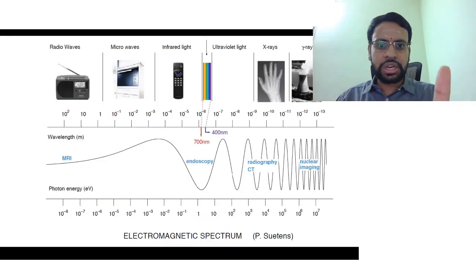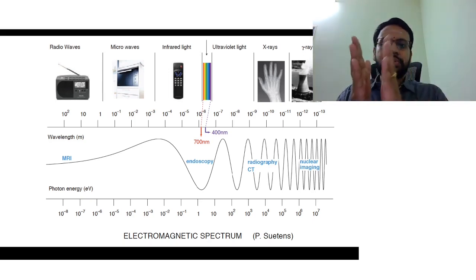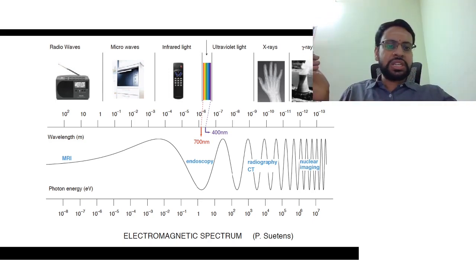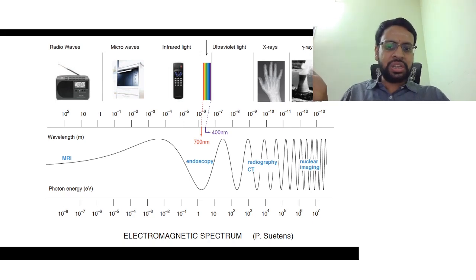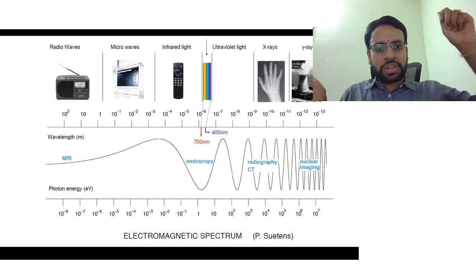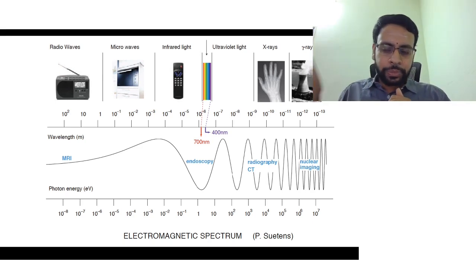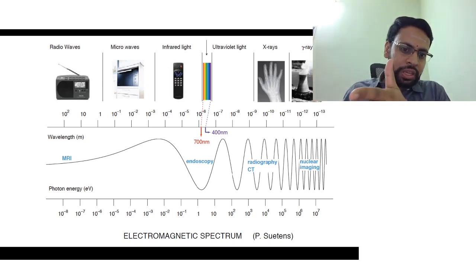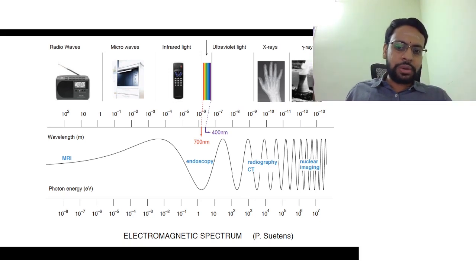So this is what we are looking at now. The energy is increasing as you are moving from left to right. Energy E equals h nu, you all know that. Energy increasing means the frequency is high. So MRI is on one extreme, then endoscopy, then radiography, CT, and then comes nuclear imaging.